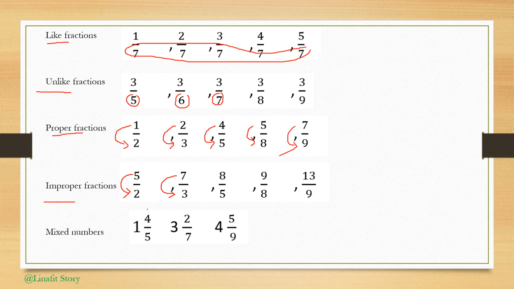Okay, now how about the mixed number? A mixed number is a whole number and a proper fraction represented together. Like for example, 1 and 4 out of 5, 3 and 2 out of 7, 4 and 5 out of 9. So don't forget, you have to convert the improper fractions into a mixed number.